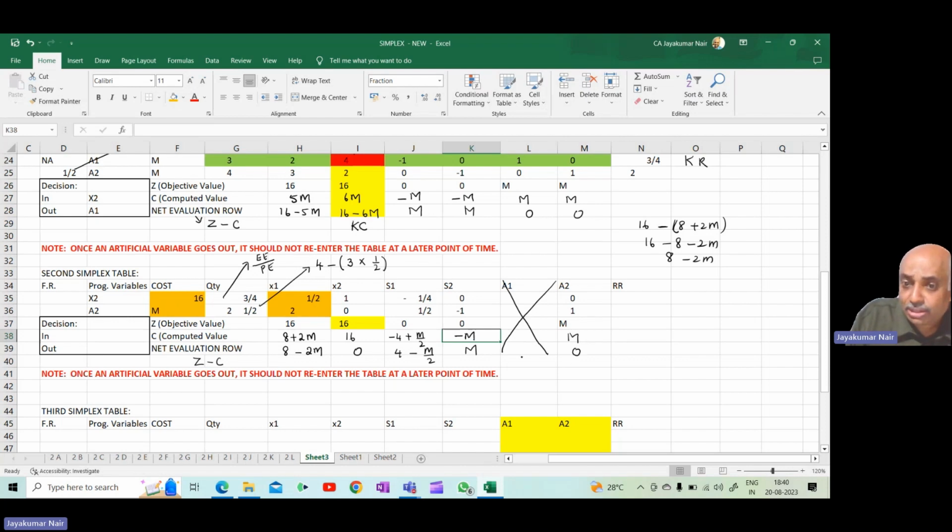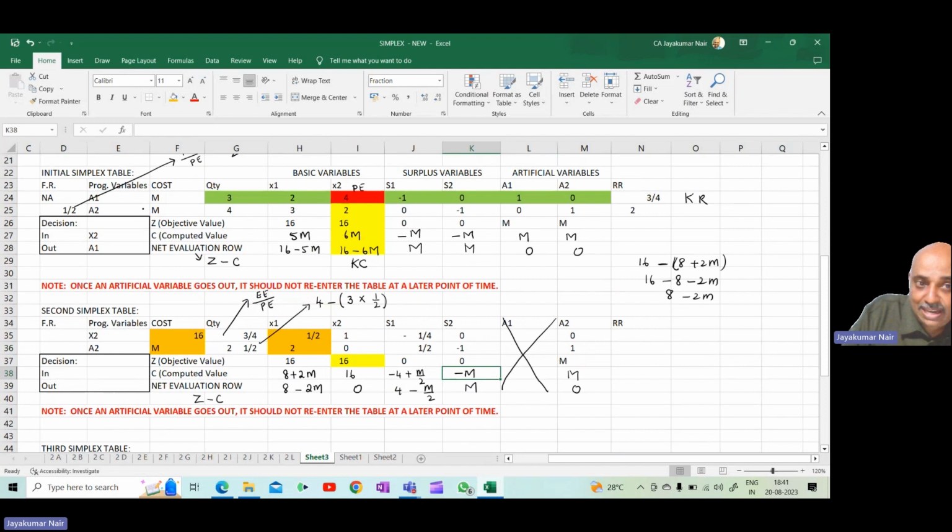Now you can make one cross check here, whether the NER value is right or wrong. One small cross check would be, this is x2, so the x2 column NER value should be 0. The A2 column should also be 0, because these are the program variables. For the program variables, NER value should be 0. Similarly, in the previous table also, you have taken A1 and A2. A1 column NER value should be 0. A2 column NER value should be 0.